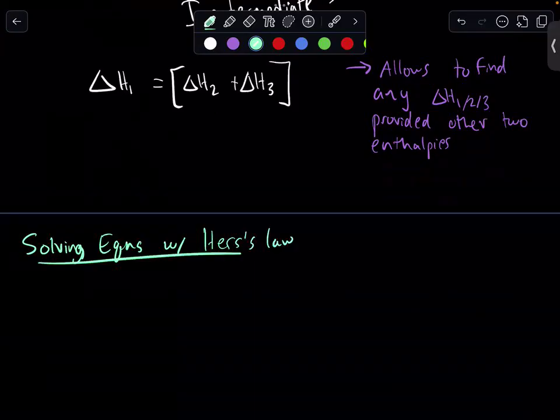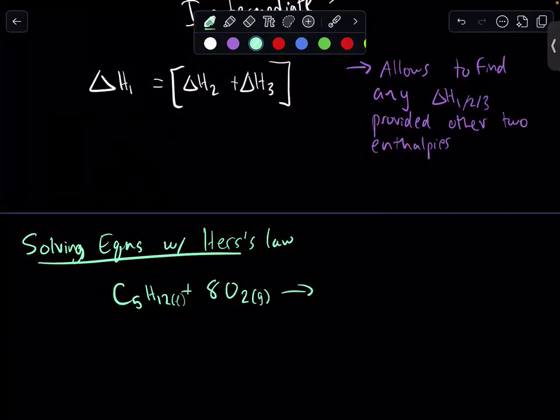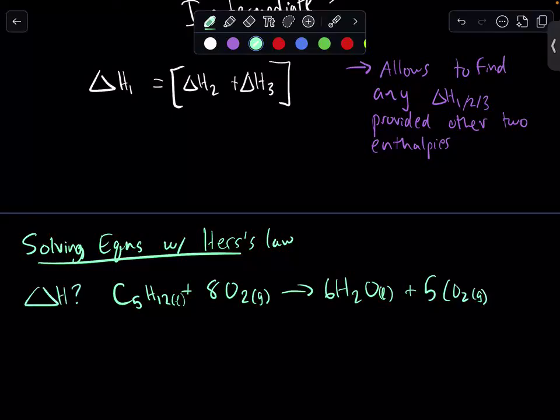All right, so sometimes we have some equation such as C5H12, pentane, and we're reacting it with oxygen. I'll add some states. Now this is called a combustion reaction because we have a hydrocarbon, and we're going to produce 6H2O, maybe in the liquid state, plus 5CO2, definitely in the gaseous state. And we're trying to find the delta H for this, and we have no idea what it is.